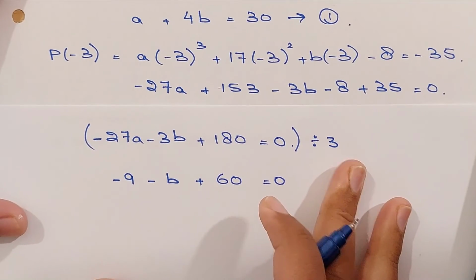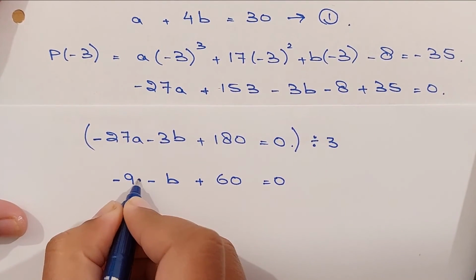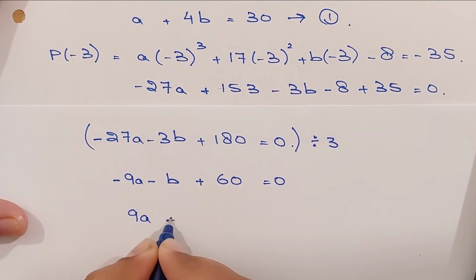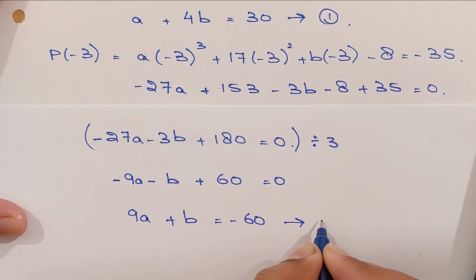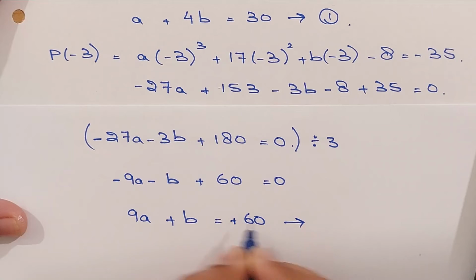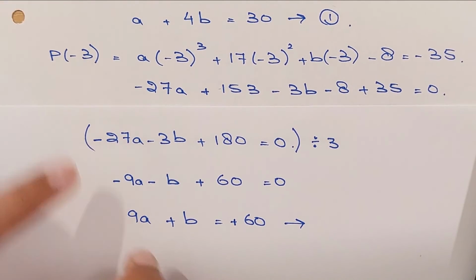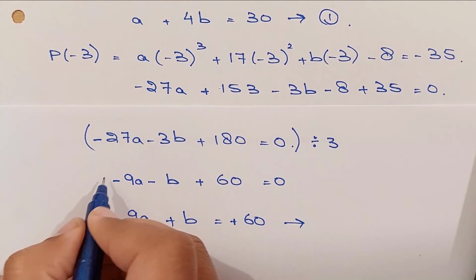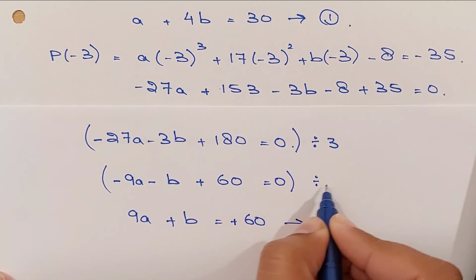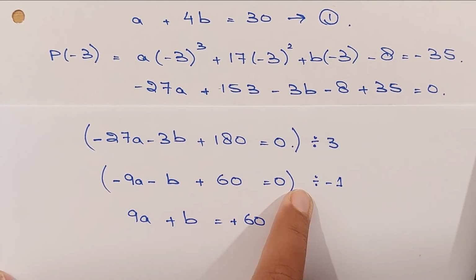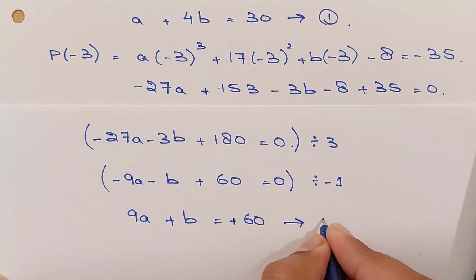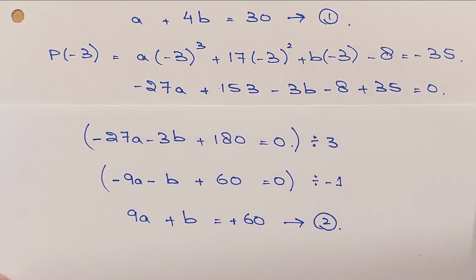Okay, now dividing by minus 1. This is 9a plus b equals negative of 60. This is my negative 60, and shifting over here, this is positive 60. Because if I divide throughout the equation by negative 1, this is positive, positive, and negative, and shifting negative to the other side becomes positive. My second equation. Right, now we have two equations.